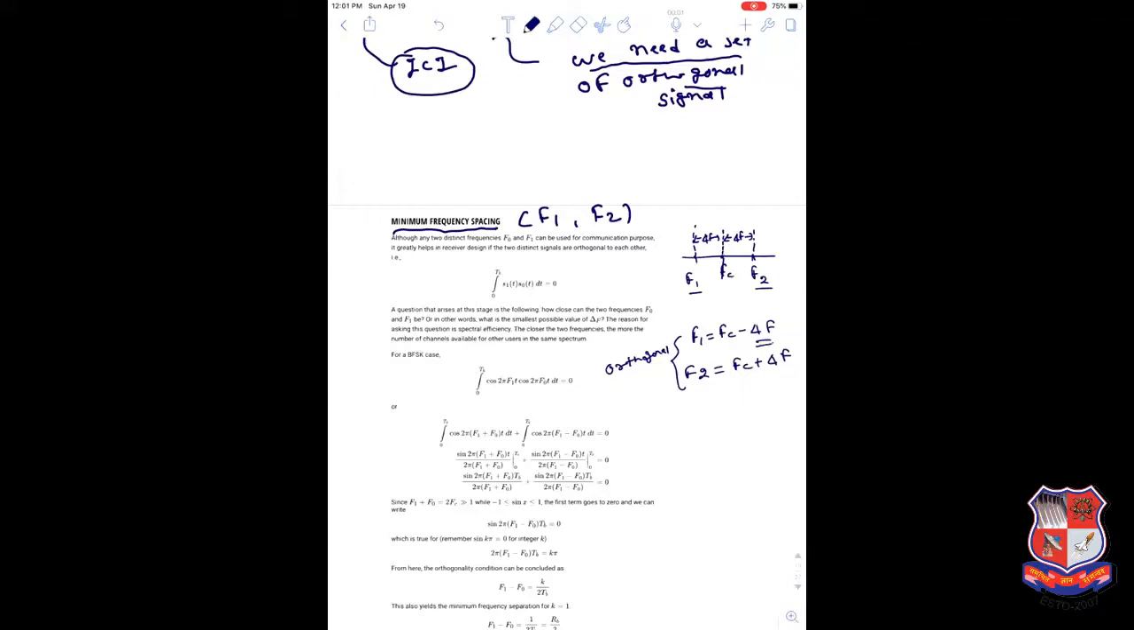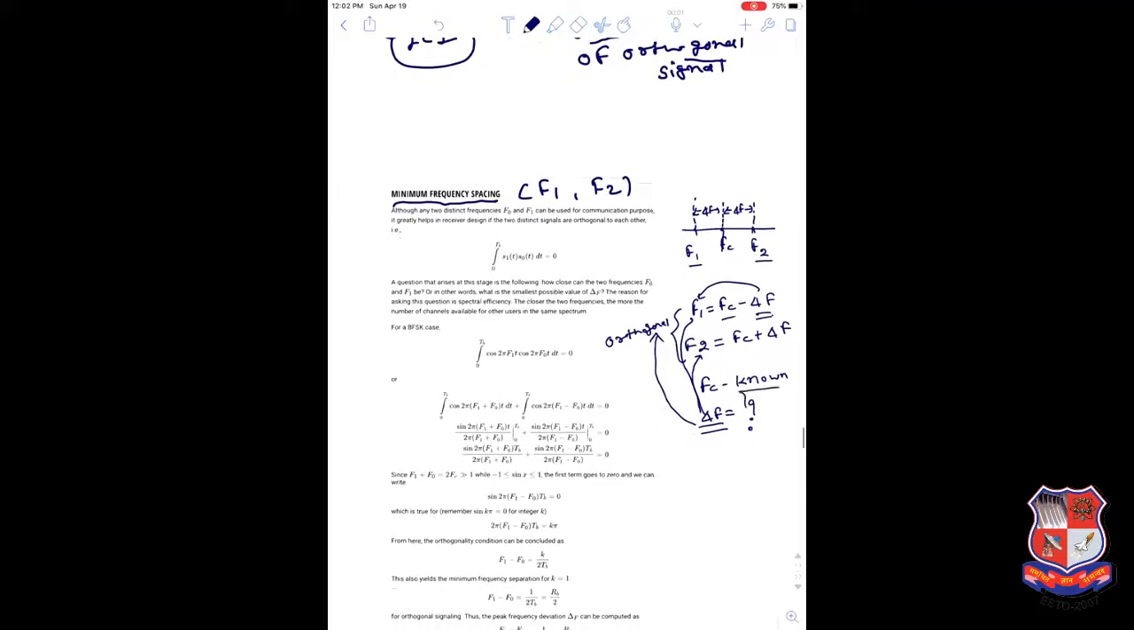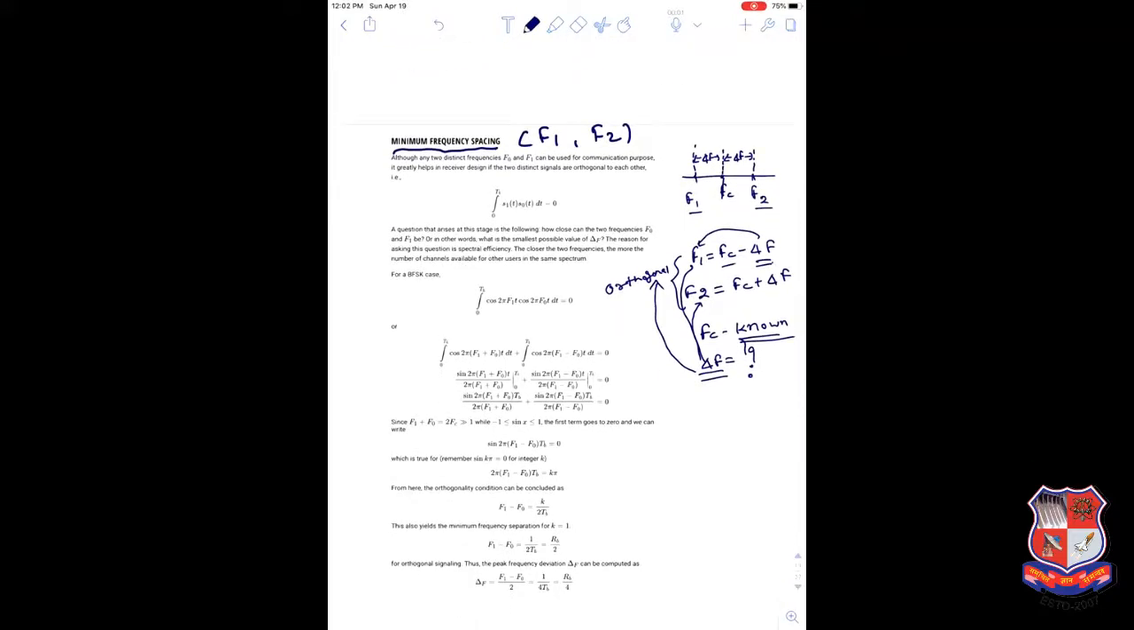But we don't know what the delta F would be. If we know the delta F, we can calculate F1 because FC is known. So what is the delta F that we need to find? Delta F should be chosen in such a way that F1 and F2 remain orthogonal. That is the portion that we need to learn. If we know the delta F, then by using this calculation we can find F1, and by using this calculation we can find F2, because FC is known, but delta F is not randomly chosen. It should be chosen in such a way that the components cos 2 pi F1 t and cos 2 pi F2 t, that is, the symbols S1 of t and S2 of t, should be orthogonal. This part we need to learn.